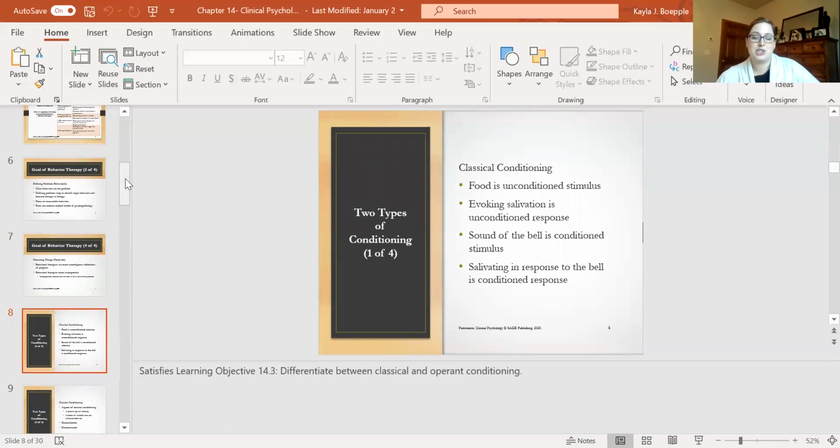So classical conditioning. As I already said, classical conditioning is often going to focus on Pavlov and his dogs. It's going to be related to those unconditioned stimuli.